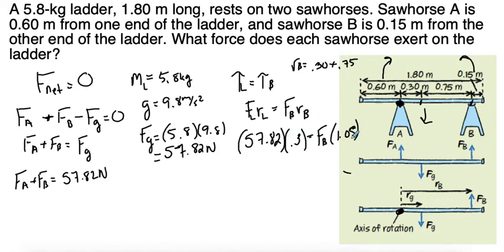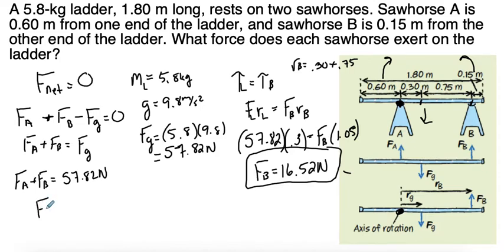So now we have enough information here just to find the force of B. So the force of sawhorse B. So let's do that. And we end up getting 16.52 newtons. Okay, so you have to multiply these two and then divide by 1.05, and you'll get 16.52 newtons. Okay, that's the sawhorse B. Now we have this equation that we made before, our force equation. We can use that to figure out the force of A. Okay, that's probably the best way to do it.